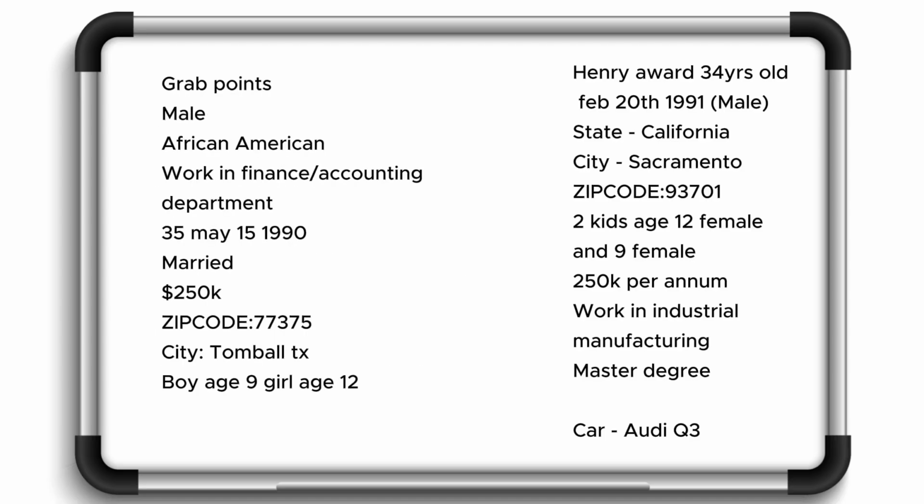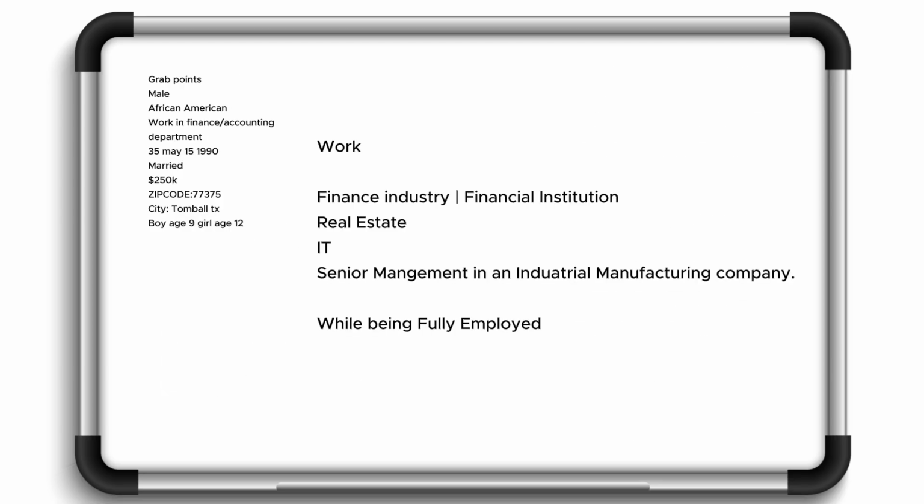Your demographic, by the way, is your profile details. Your about me, as you can see, is having a car, being fully employed, married, and having a normal life with a good job that can make you afford a very comfortable life. You understand? I usually work in either the finance industry, real estate, IT, or senior management in an industrial manufacturing company. These are my areas of work, and I'm always fully employed.